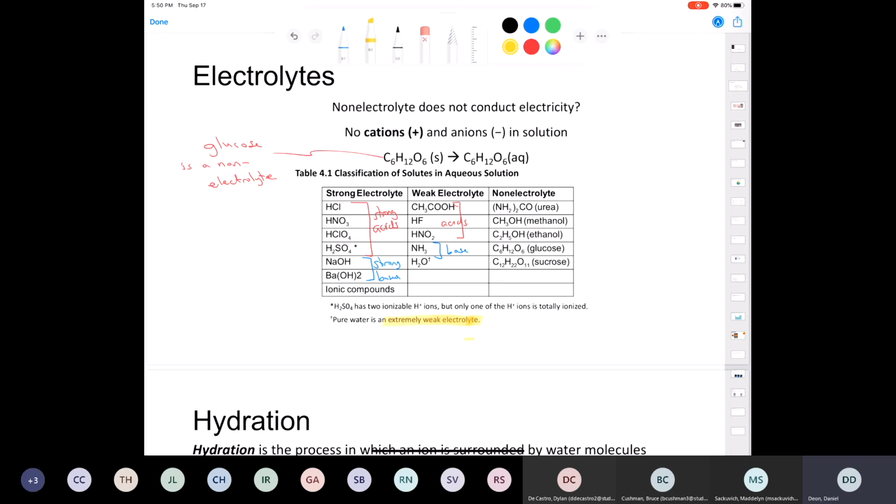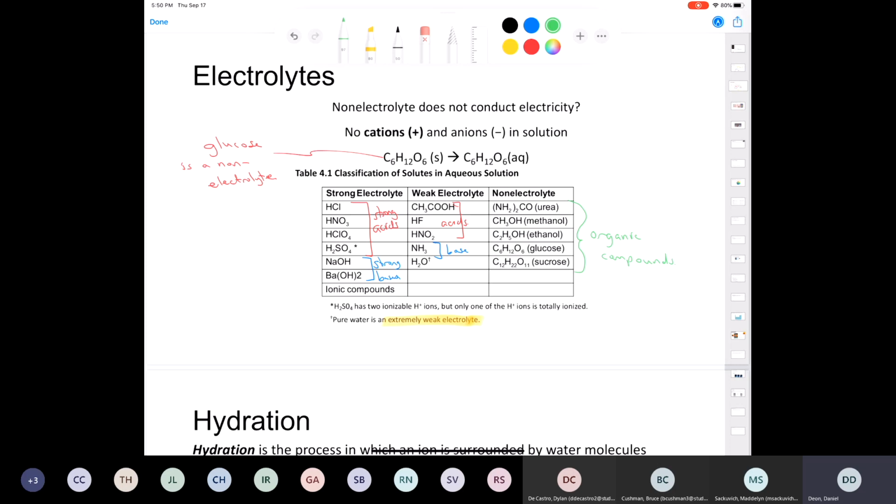All right, and now let's look at the non-electrolytes, urea. I can even help you with this, okay? What are these compounds? Urea, methanol, ethanol, glucose, sucrose, what do they have in common? These are all organic compounds. Now, that doesn't necessarily mean that only organic compounds are non-electrolytes, but organic compounds, generally speaking, are non-electrolytes.